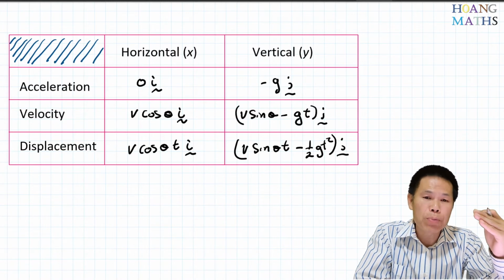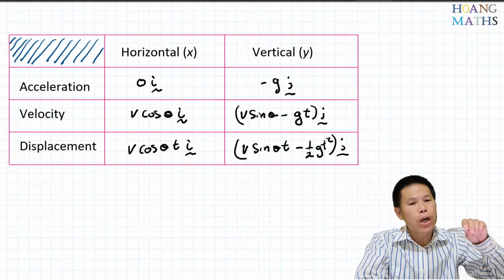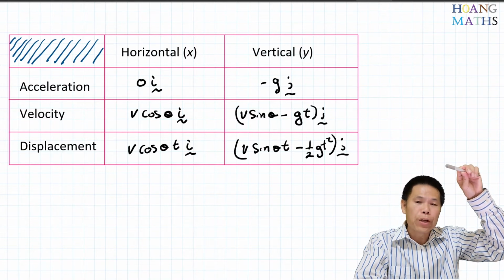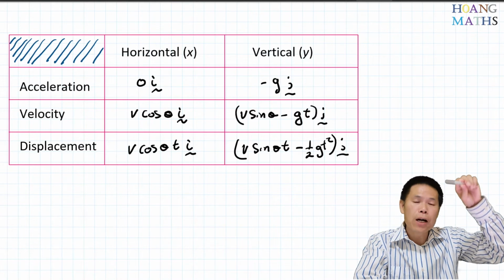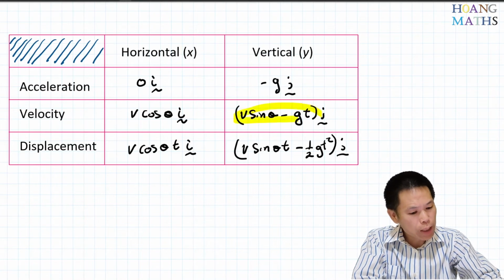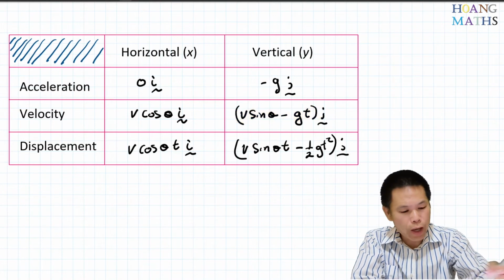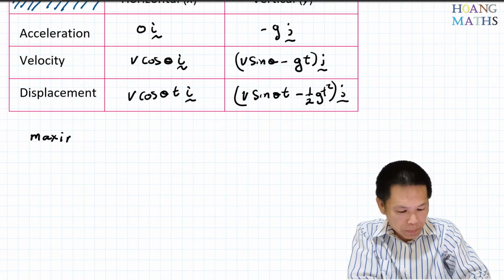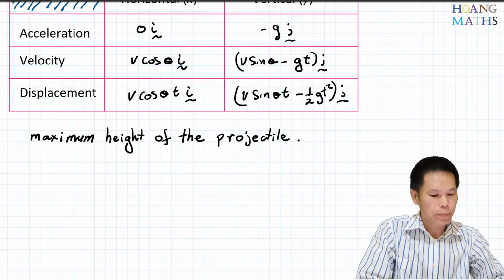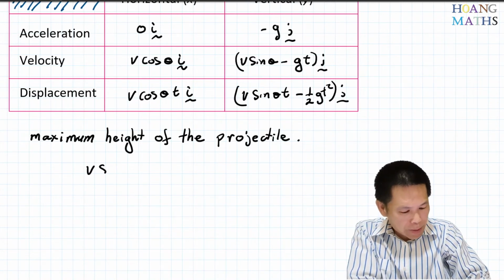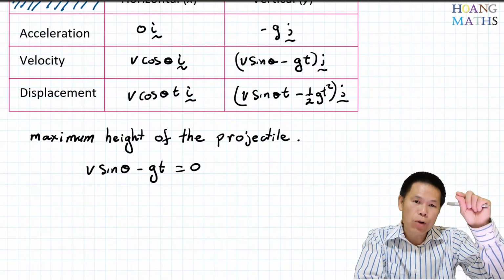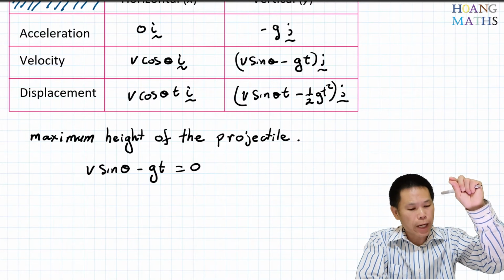To find the maximum height of the projectile, what it means is the particle flies all the way up, and at some certain vertical height, it stops going up. In other words, the vertical component of the velocity is 0, so this component is equal to 0. So remember that for me. Therefore, let me write this down: maximum height, that means v sin θ minus gt is equal to 0. The vertical velocity equals 0 because it's gone up and it stopped.